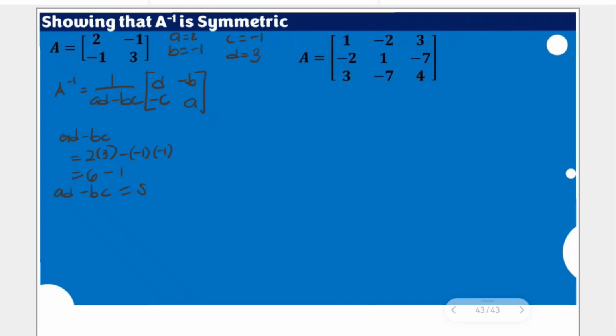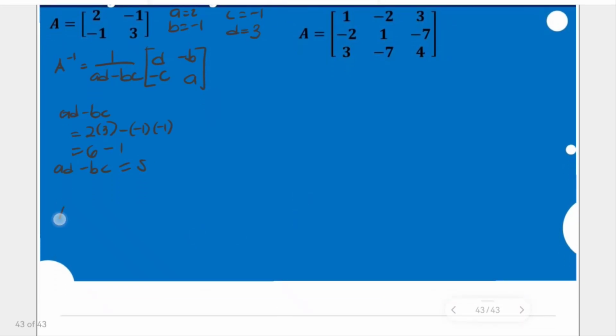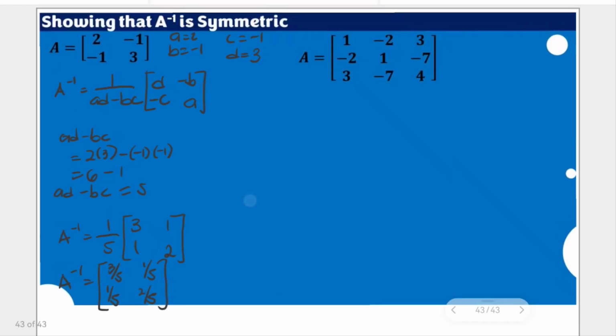Applying that, we have 1 over 5 times the matrix. You now interchange A and D. This is now 3, this is now 2, and negative of -1 is positive. So our result for the inverse is the matrix 3/5, 1/5, 1/5, and 2/5. This is now the inverse of this first matrix, the 2 by 2 matrix A.